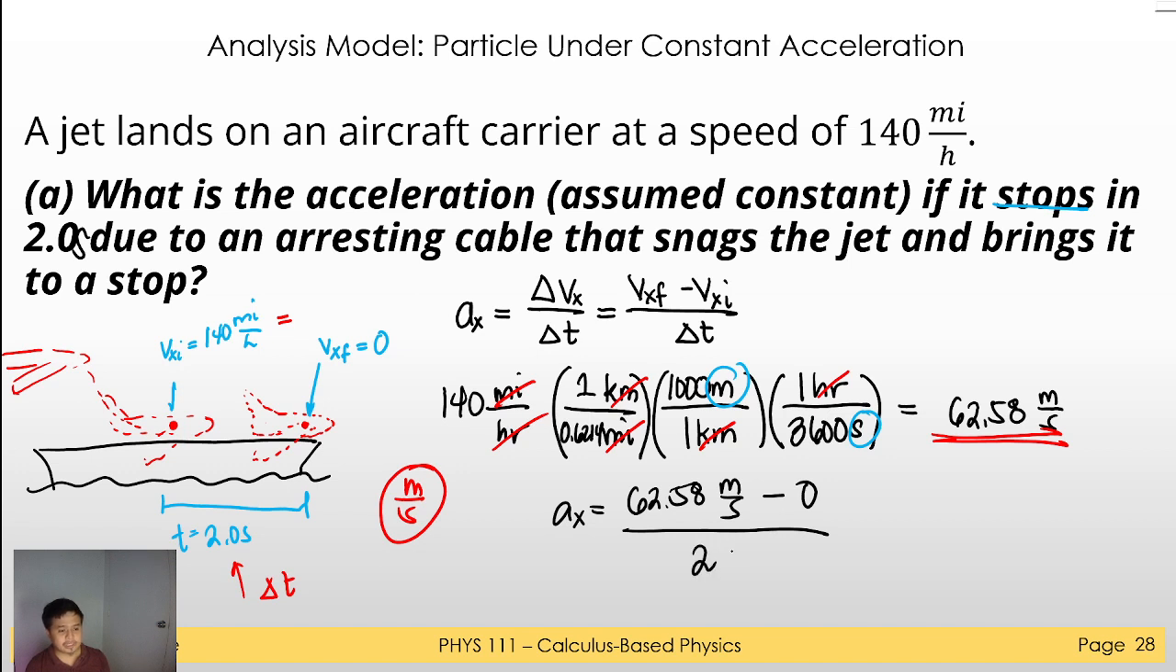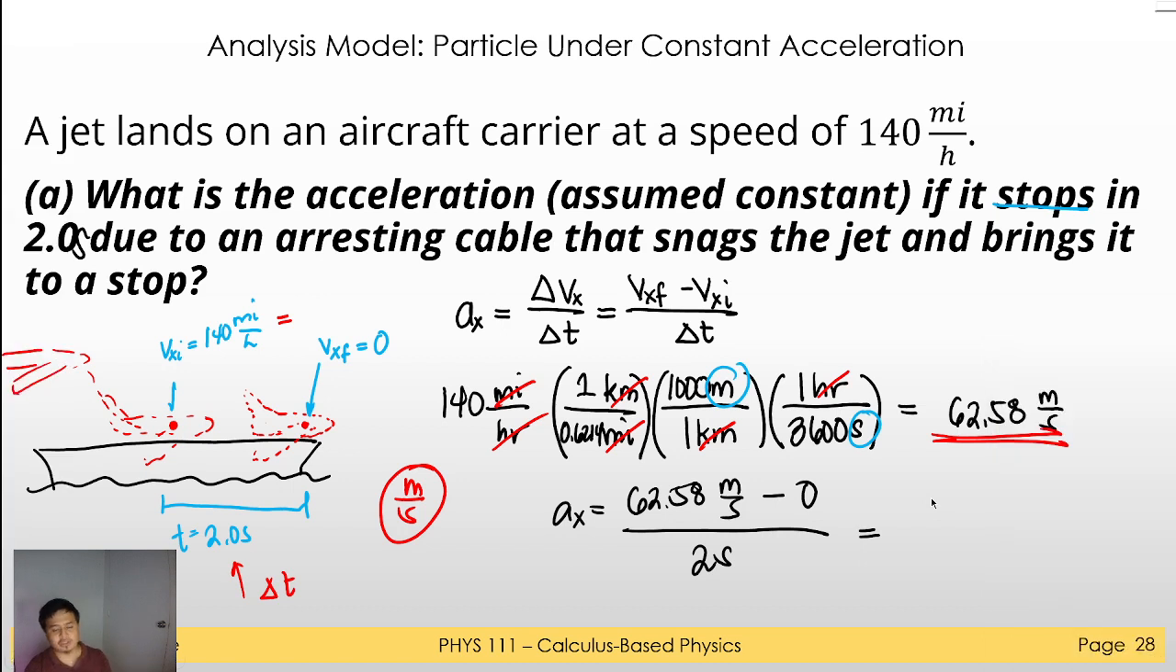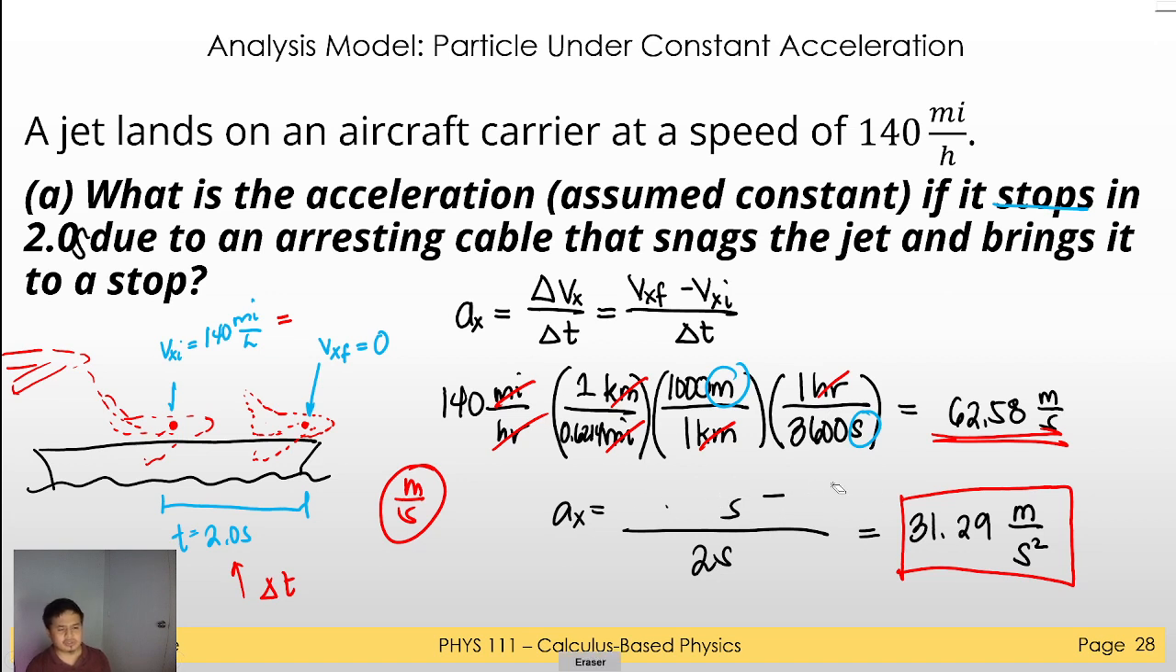in time, which is 2 seconds. So the answer here will be, divide this by 2, 31.29. What is the unit? We have meters per second squared. Sorry, I swapped this one. It should be negative. It should be 0 pala. So this is 0 minus 62.58. Sorry, guys. So this should be negative.